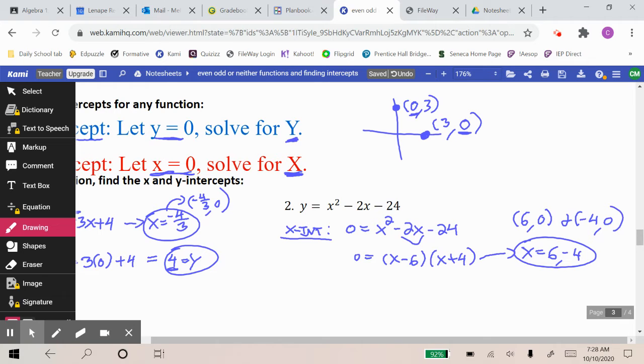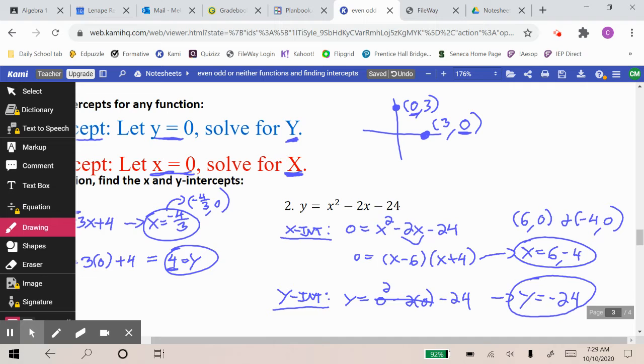Now, let's say you had that and it didn't factor. Then you would have to use the quadratic formula to get the x-intercepts. Okay, y-intercept. If we put zeros in for all the x's, you would have 0 squared minus 2 times 0 minus 24. All these would go away, and you'd just be left with negative 24. So that's the y-intercept.